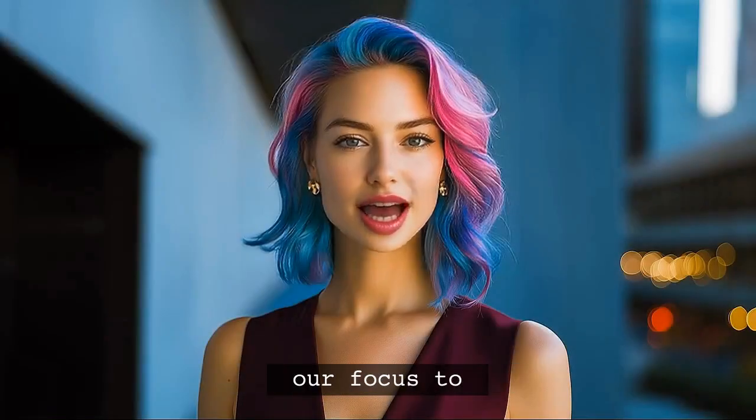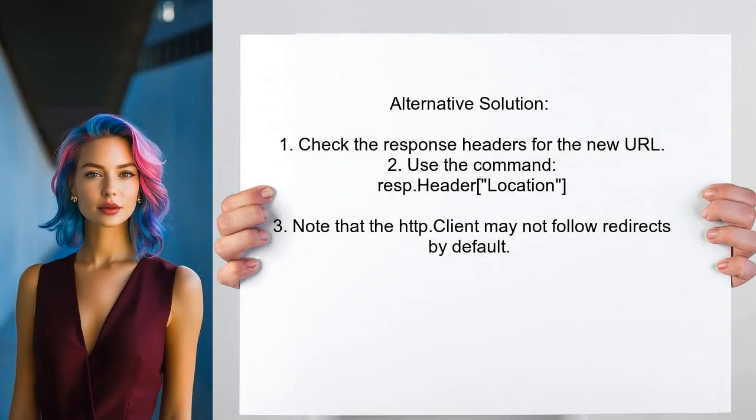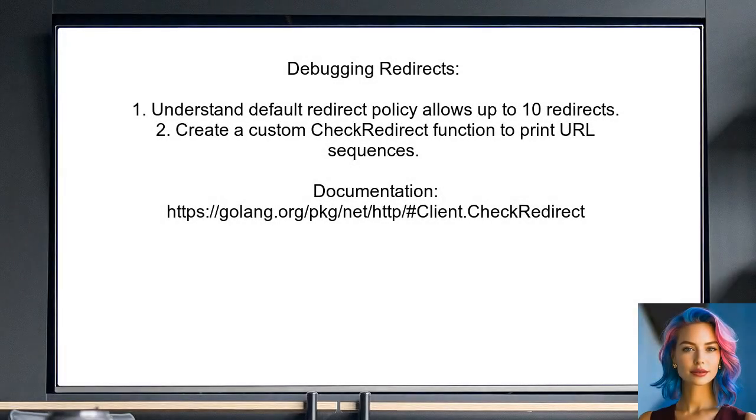Now, let's shift our focus to a different response. This user suggests that when you receive a 301 response, the new URL is found in the response headers, not the body. They recommend printing the location header to see the new URL. Additionally, if you encounter this error, it indicates that the http.client did not follow the redirection. The default policy allows following up to 10 redirects. You can create a custom check redirect function to debug the redirection process.